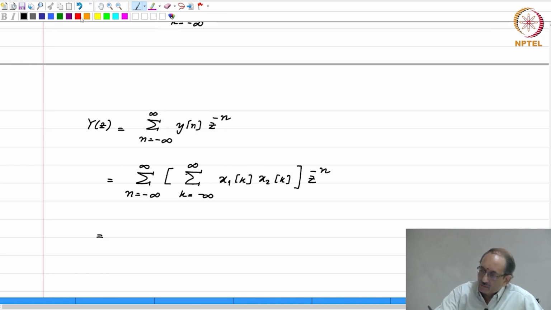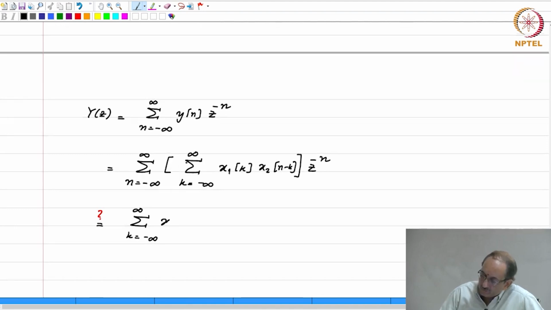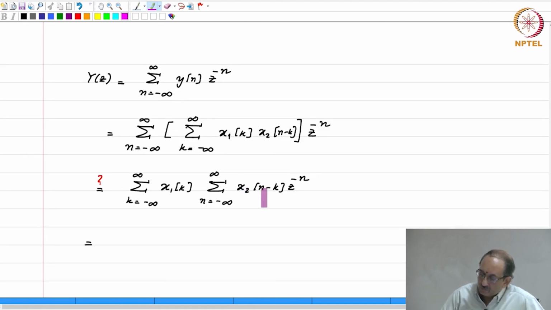And now again we will instinctively interchange these two summations, and to satisfy the mathematicians in us, we will put a question mark because this is true only under certain conditions. Therefore, this becomes the sum over k going from minus infinity to plus infinity of x1 of k times the sum over n going from minus infinity to plus infinity of x2 of n minus k times z to the minus n. This sum over all n of x2 of n minus k times z to the minus n is the z transform of x2 of n minus k.